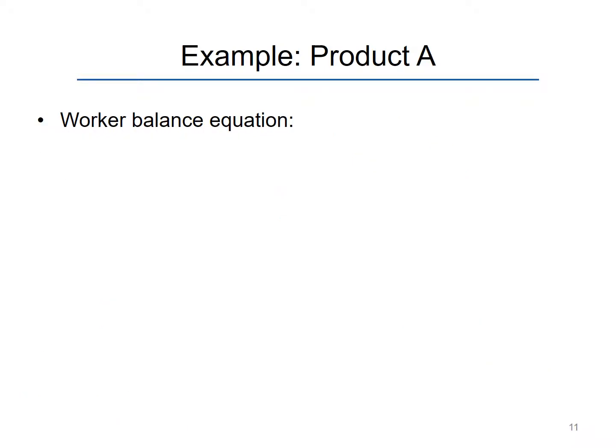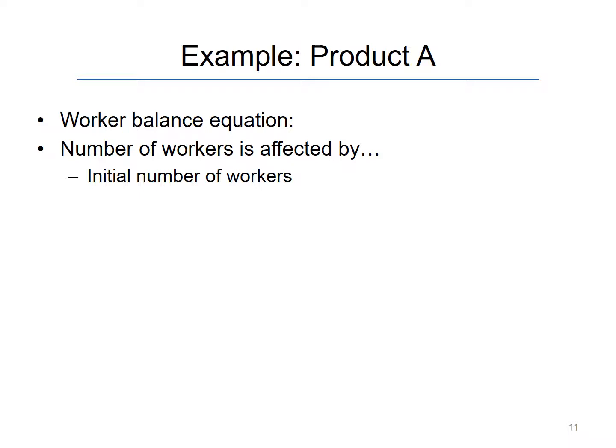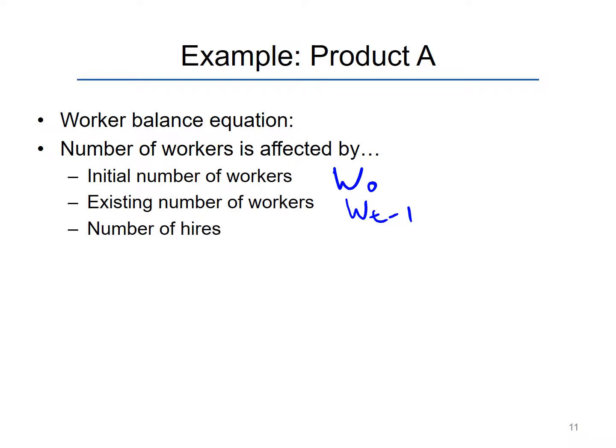Now I need to set the balance equations for the workers. The number of workers contributing to the production process is affected by the initial number of workers, which is given by W0, the existing number of workers, so the number of workers that I'm going to start with in that period, W(T-1), the number of hires, HT, and the number of firings or layoffs, call it FT. Okay, so then I'm actually ready to create my worker balance equation.